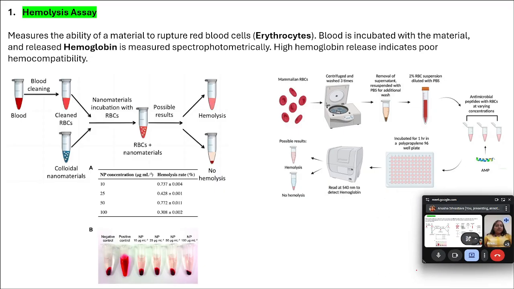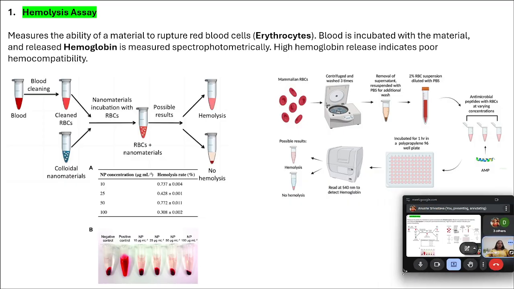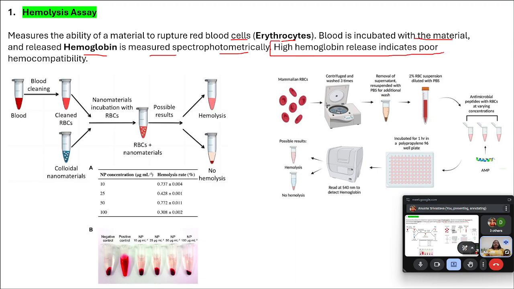Now the first one is the hemolysis assay. So let us understand the basic principle of this. It measures the ability of a material to rupture red blood cells, that is, erythrocytes. Blood is incubated with the material and the released hemoglobin is measured spectrophotometrically. High hemoglobin release indicates poor hemocompatibility. Now, suppose you collect this whole blood in EDTA tubes or with anticoagulant so that it doesn't coagulate. Now, after that, you clean the RBC, like you give a wash.